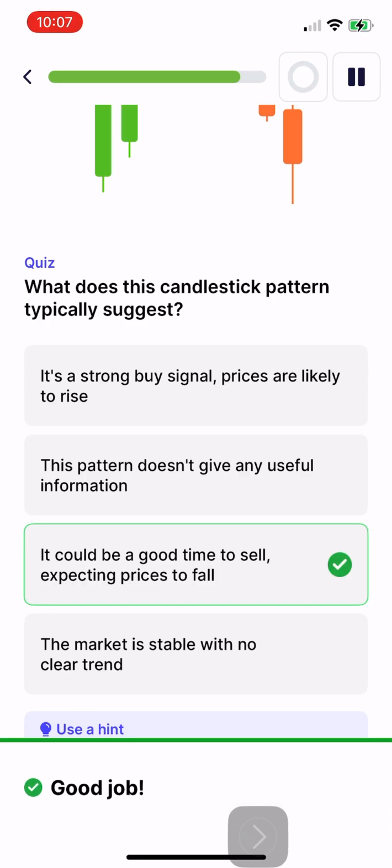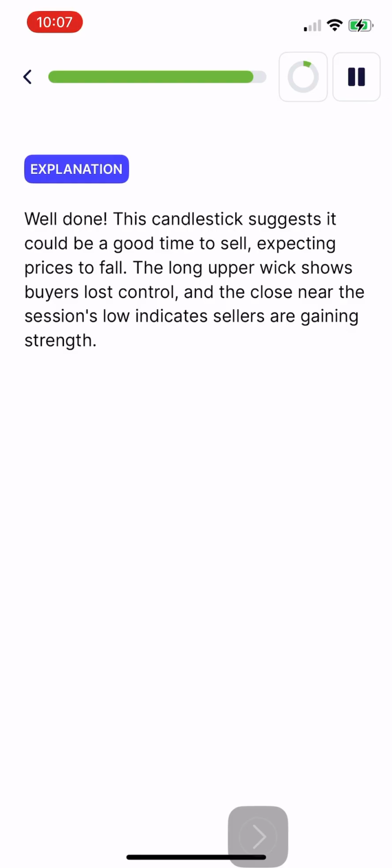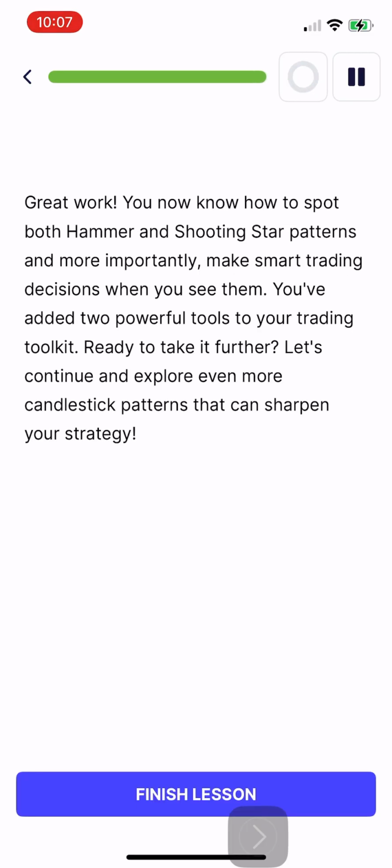Yes, you're right. Well done! This candlestick suggests it could be a good time to sell, expecting prices to fall. The long upper wick shows buyers lost control, and the close near the session's low indicates sellers are gaining strength. Great work! You now know how to spot both hammer and shooting star patterns, and more importantly, make smart trading decisions when you see them.